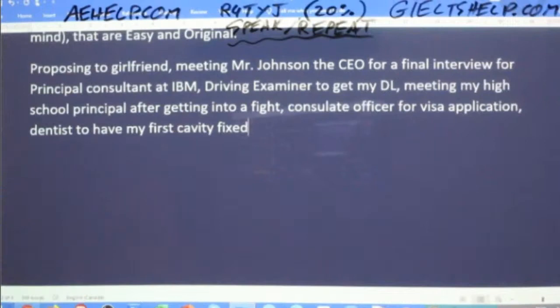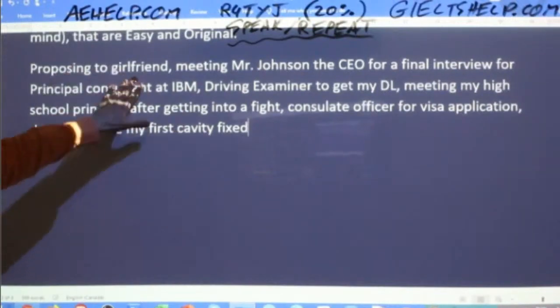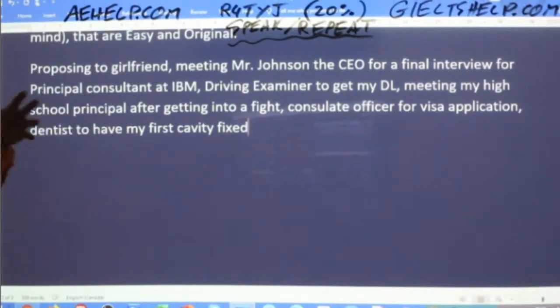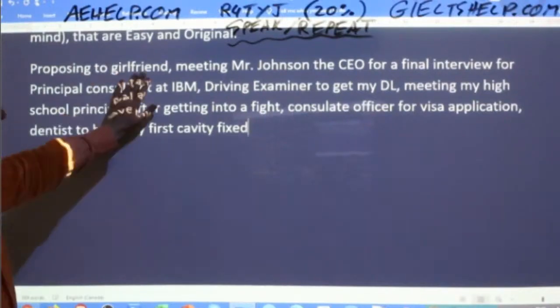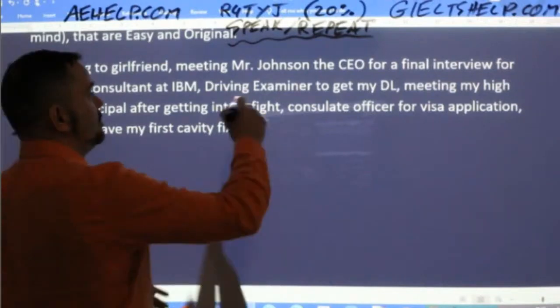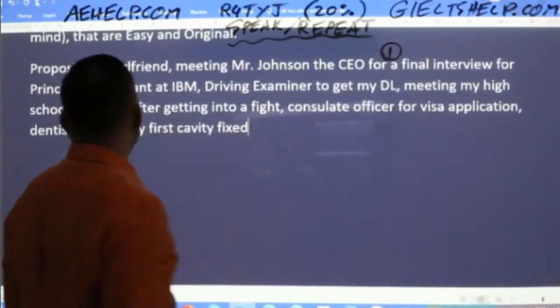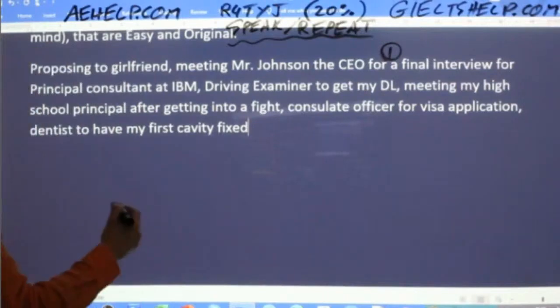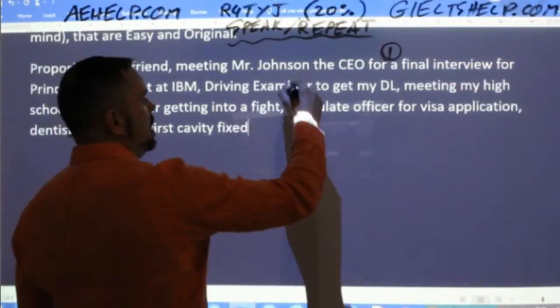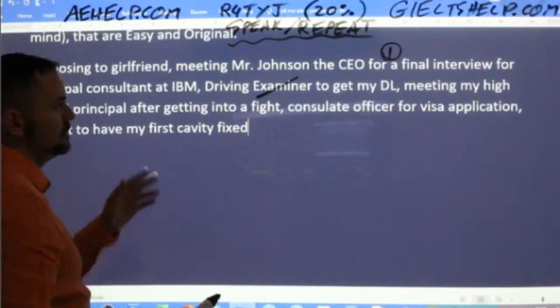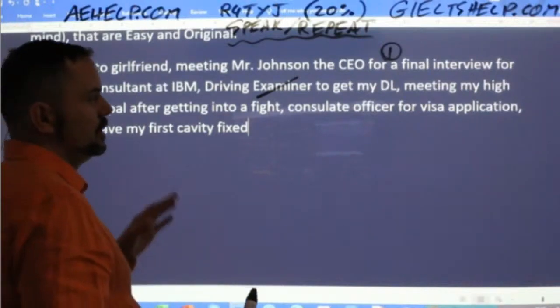So let's pick one. Now I'm gonna leave proposing to girlfriend out because we want to be gender neutral, so something that both women and men can kind of relate to equally. Okay, so we'll go with meeting Mr. Johnson, the CEO, for final interview as number one. Principal consultant at IBM.